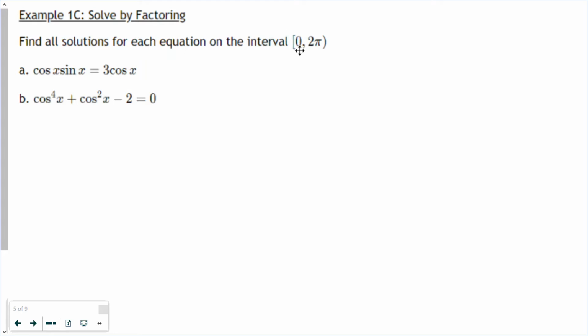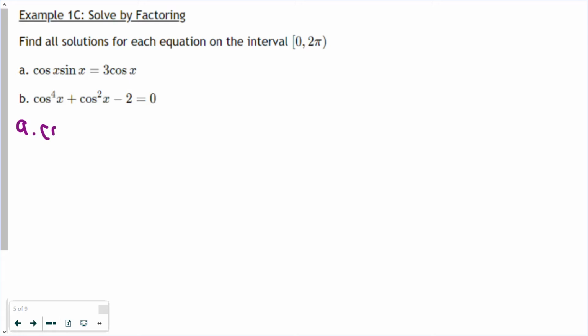This time our interval is between 0 and 2 pi, which means I'm only looking at those values listed on our unit circle. It includes 0, but it does not include 2 pi. So if I have a point that is at the very end of the circle, we're going to use the value 0 instead of the value 2 pi. Let's look at the first question here.